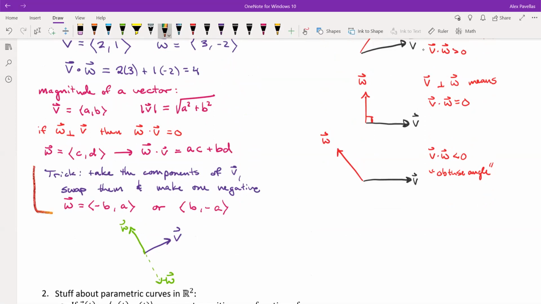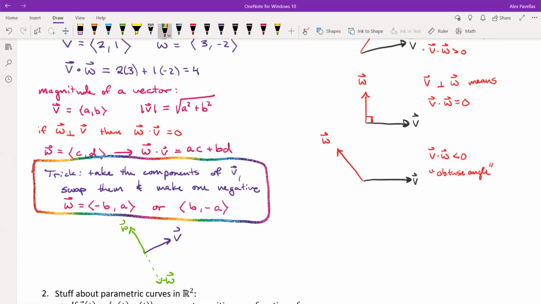If we want to get a vector that's perpendicular to a given vector in R2, and this only works in R2, it doesn't work in R3, and we want it to be the same length, because you could check, the square root of B squared plus A squared, the negatives go away when you do this. Then just swap the components and make one of them negative.